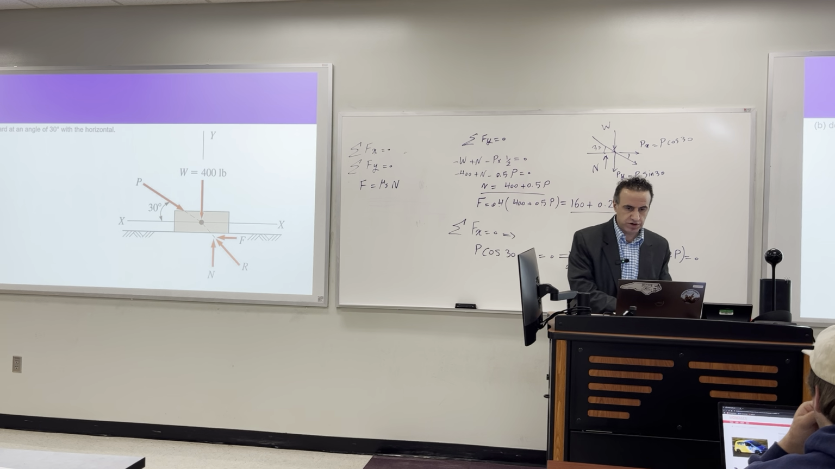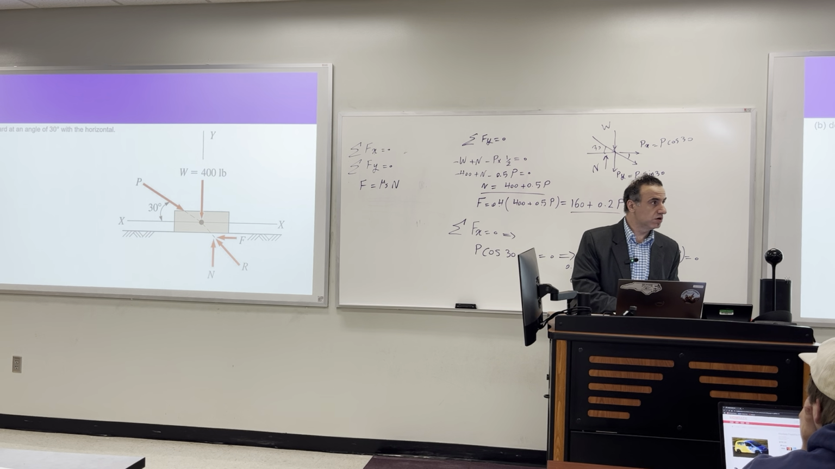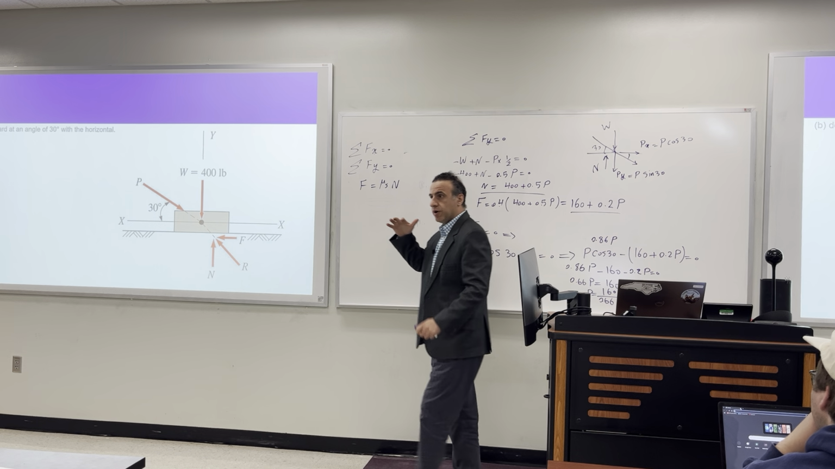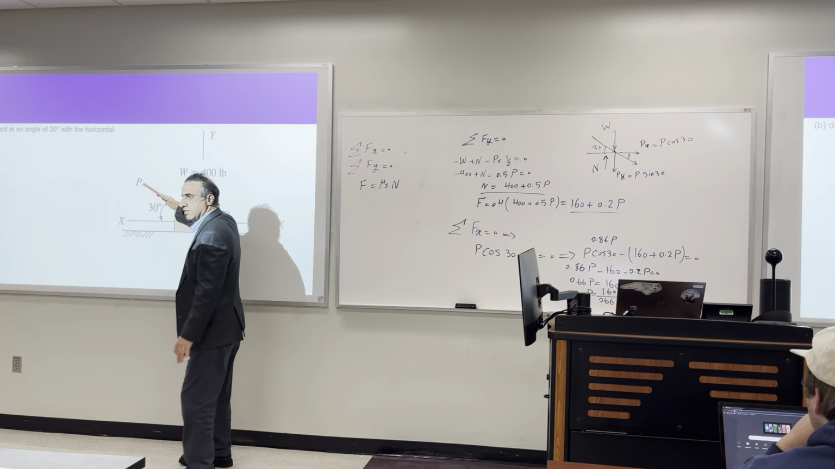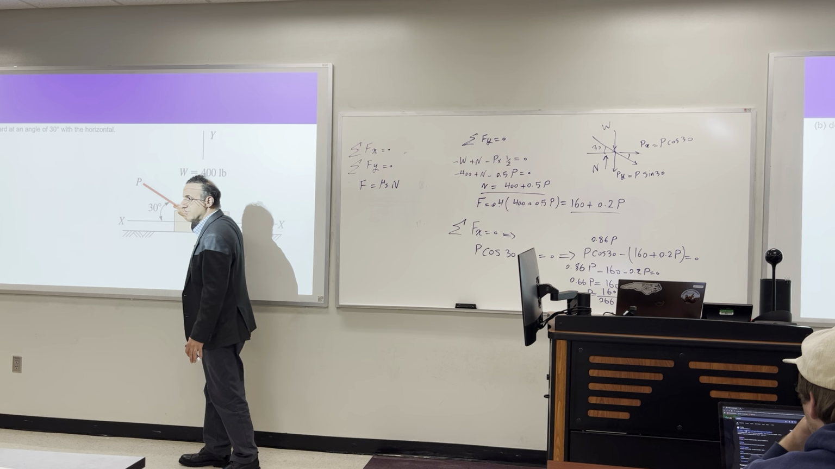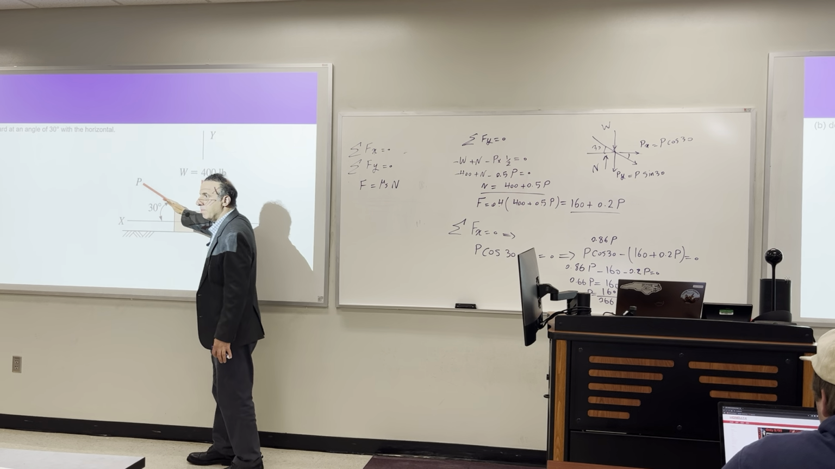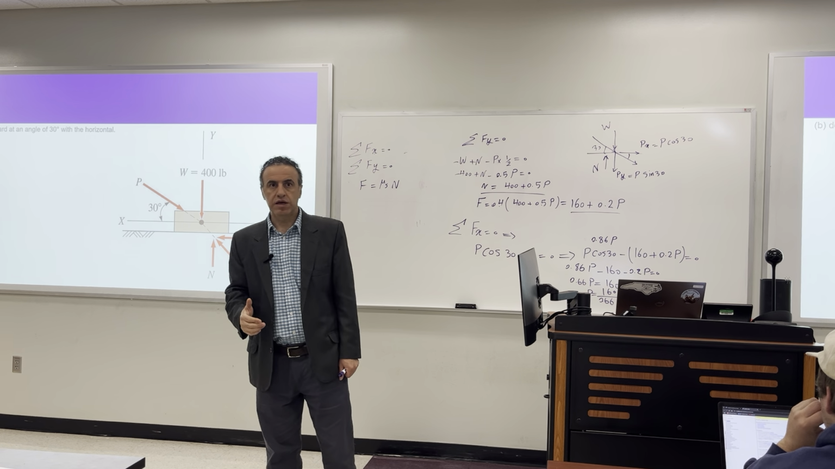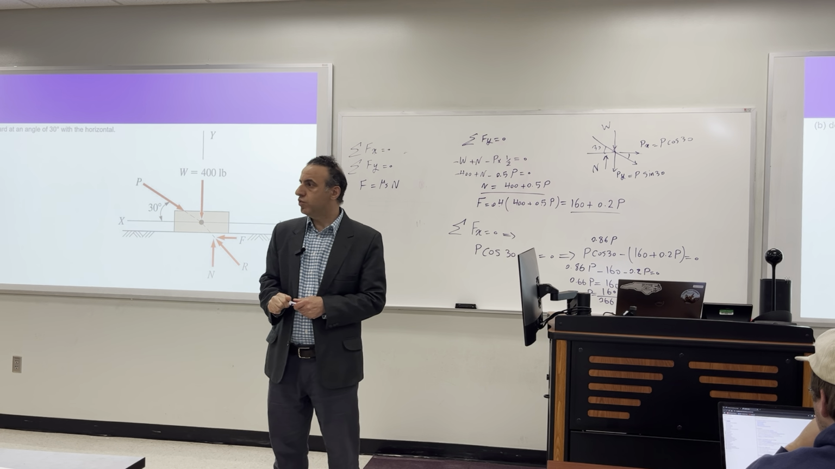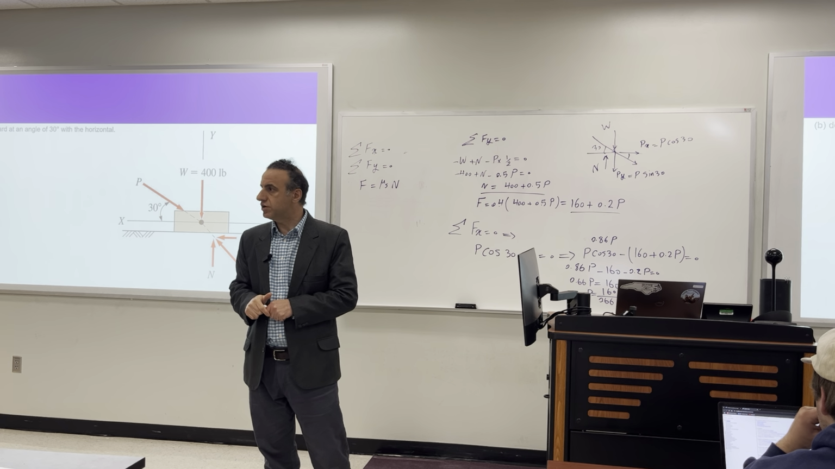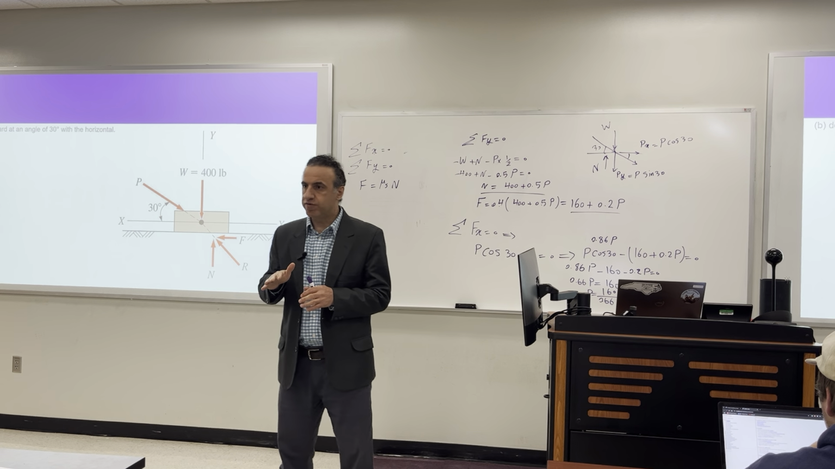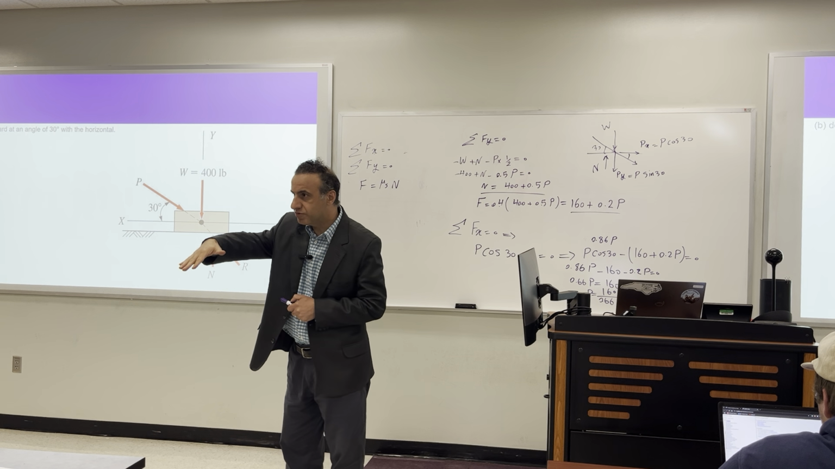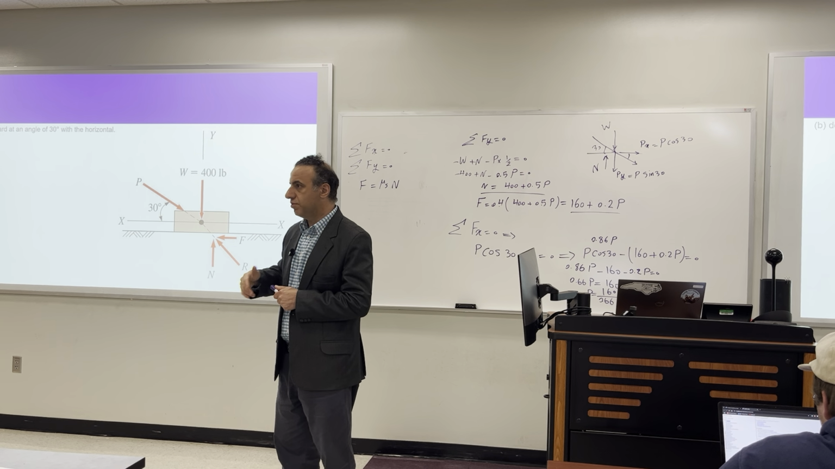What was the previous number when it was pure horizontal? 160. So it gives you some idea. When you have some angle, your force has some angle, the friction, you have to apply more force. The real life example will be, when you want to move a refrigerator or cabinet, if you apply force horizontally, you would need less force. But if you apply some force with angle, you have to apply more force.